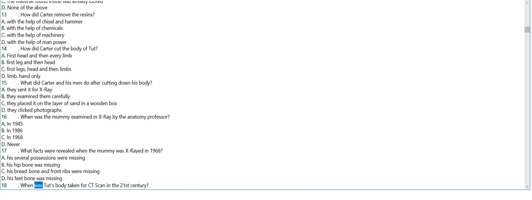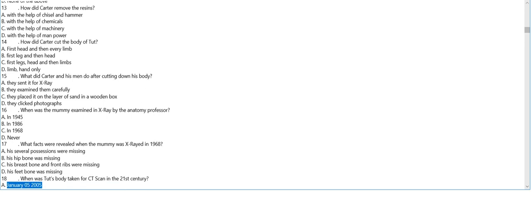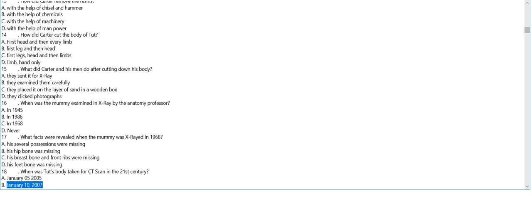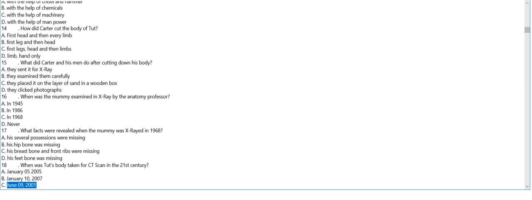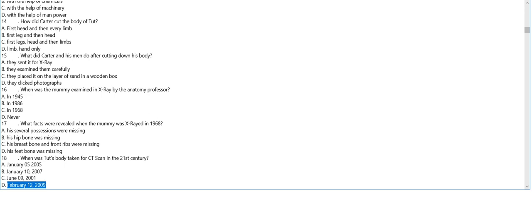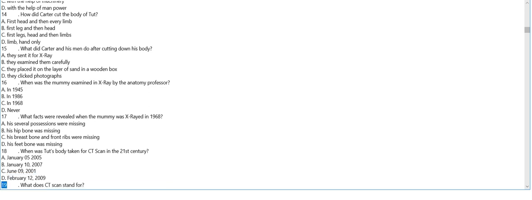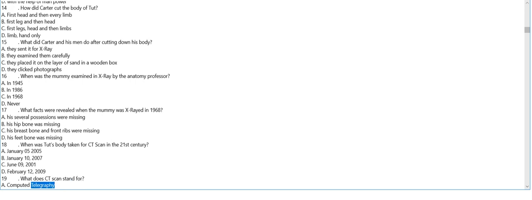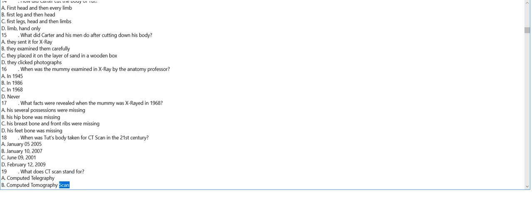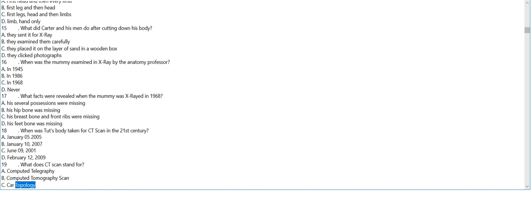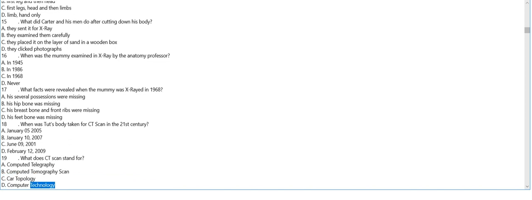18. When was Tut's body taken for CT scan in the 21st century? A. January 5, 2005. B. January 10, 2007. C. June 9, 2001. D. February 12, 2009. 19. What does CT scan stand for? A. Computed telegraphy. B. Computed tomography scan. C. Card topology. D. Computer technology.